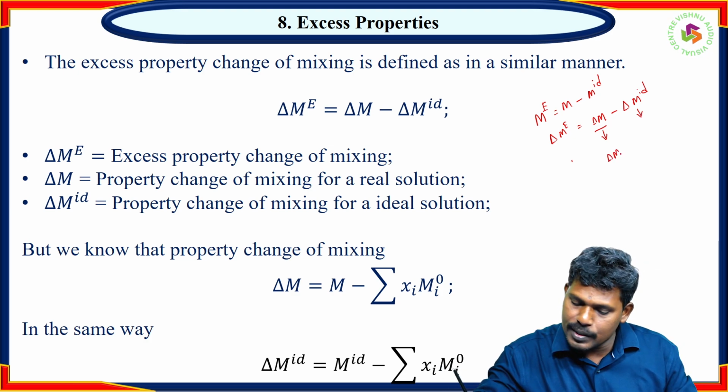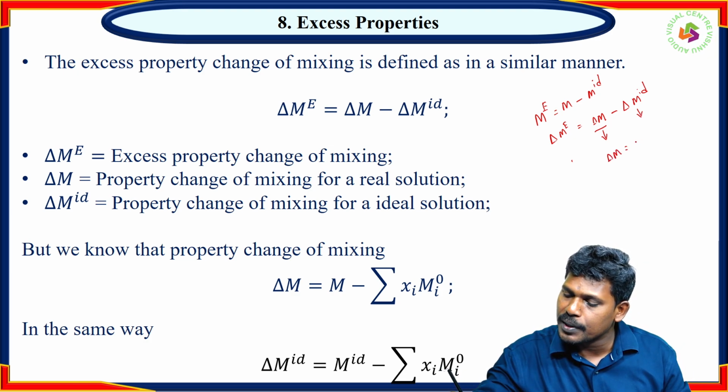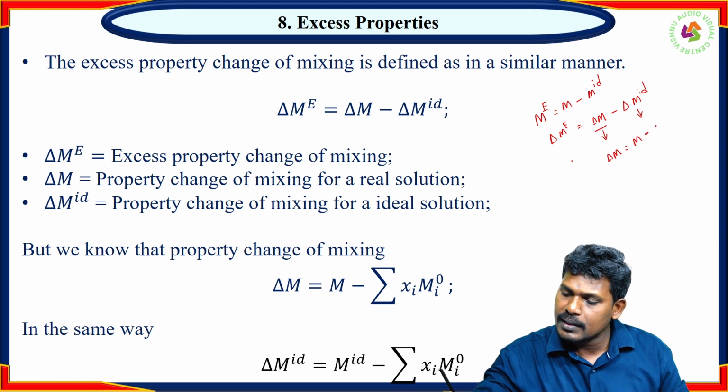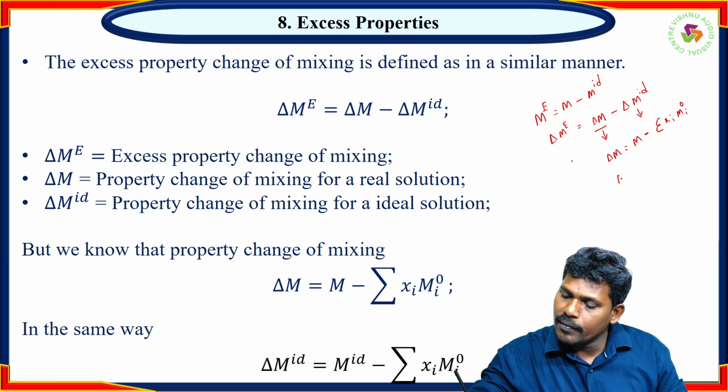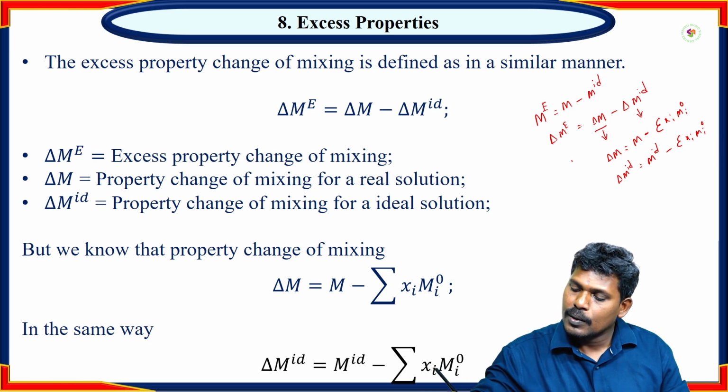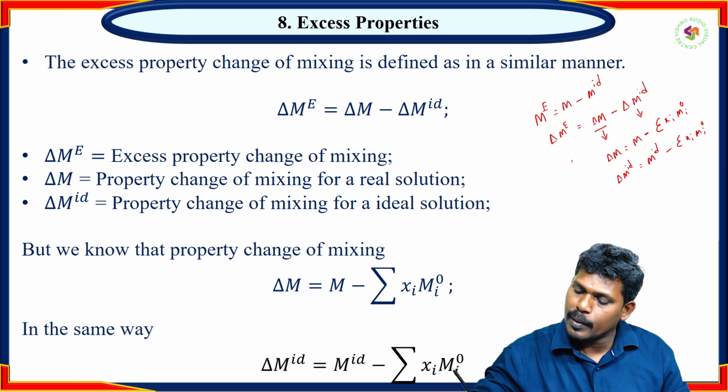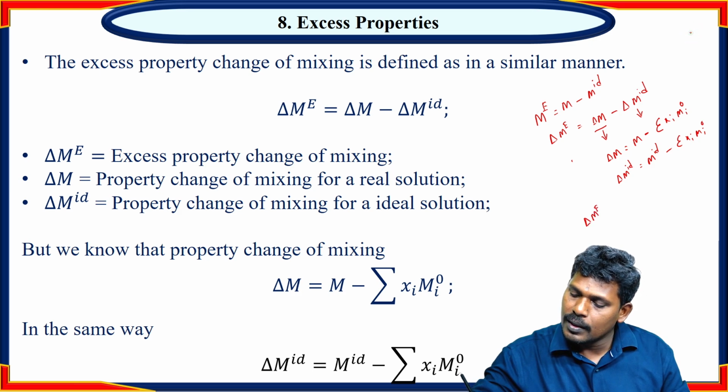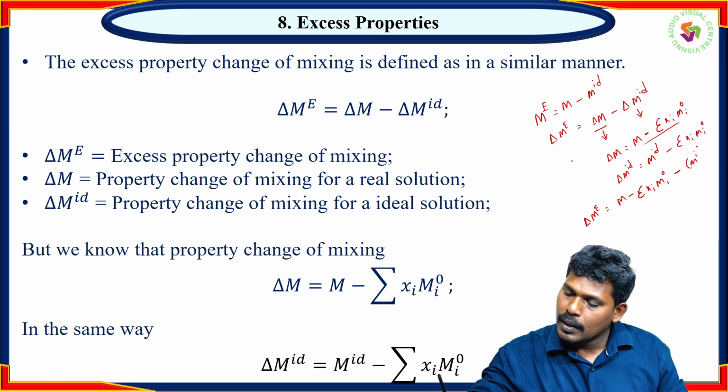We already know delta M is equal to, from the property change of mixing, M minus summation Xi into Mi standard. In the same way, delta M ideal is equal to M ideal minus summation Xi into Mi standard. So now substitute them in the above equation. Delta ME is equal to M minus summation Xi Mi standard minus M ideal minus summation Xi Mi naught.